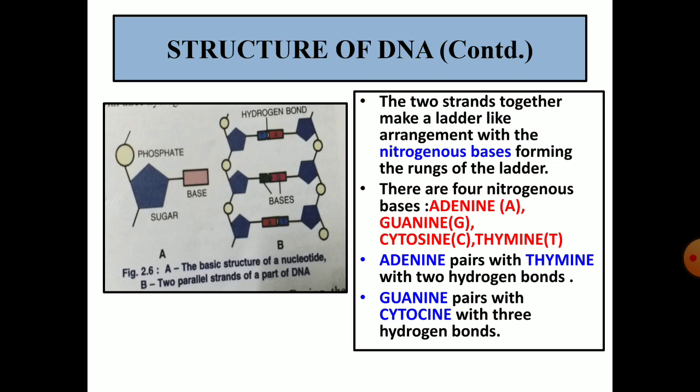Adenine pairs with thymine always, forming a double hydrogen bond. Adenine will never form a pair with guanine or cytosine. It only forms a pair with thymine. And so too, thymine always forms a pair with adenine only. Guanine pairs with cytosine, and there are 3 hydrogen bonds between them. Again, cytosine will only be with guanine and guanine only with cytosine.